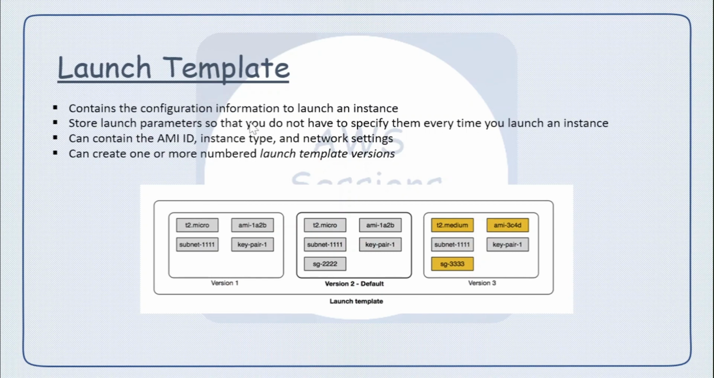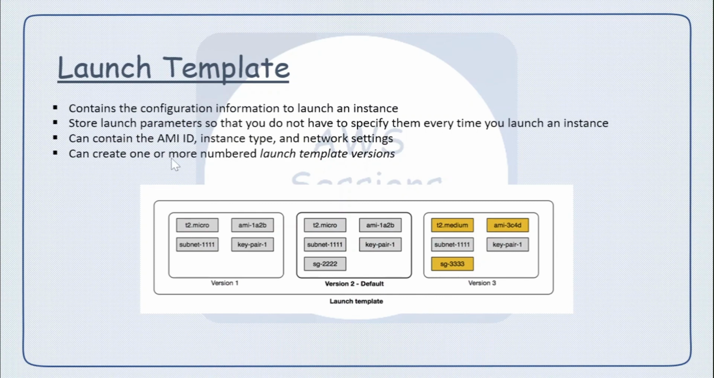So this stores the launch parameters so that you do not need to specify them every time, as I said. This launch template can contain AMI ID, instance type, network settings, so you can have all the information which you need while launching the instance stored here.